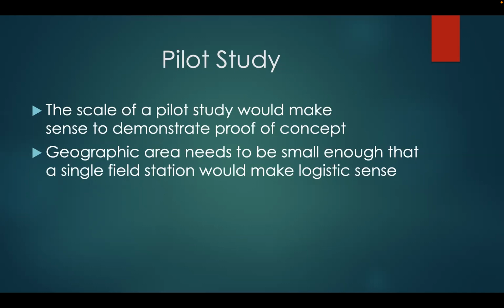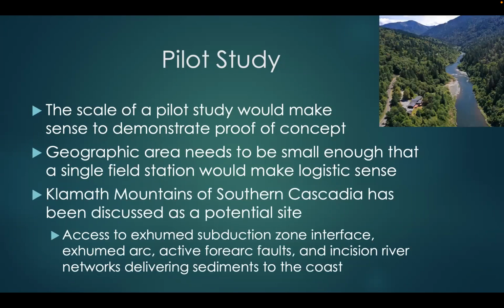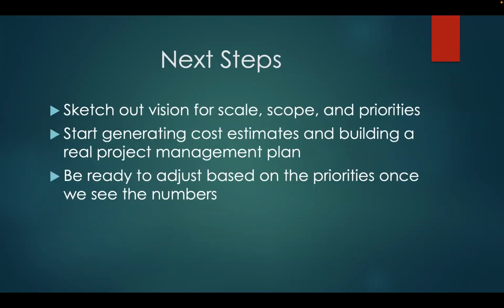The geographic area would need to be small enough, I think, initially, to make sure that a single field station would make logistical sense, right? If we're talking about trying to do samples 100 kilometers from the field station, it starts to break down at that point. So trying to envision a geographic area that's representative is pretty important. One of the ideas that's come up is the Klamath Mountains of Southern Cascadia as a potential site. Part of the reason there is that we can envision multiple aspects that could work: an exhumed subduction zone interface, an exhumed arc, active forearc faults, and incising river networks. All these could potentially be achieved in an area like that.